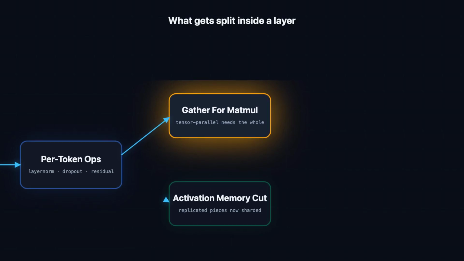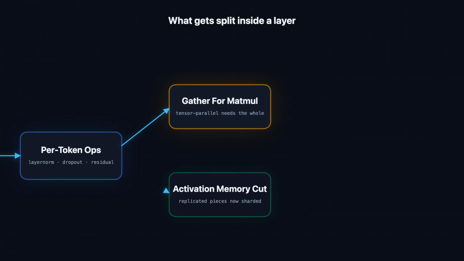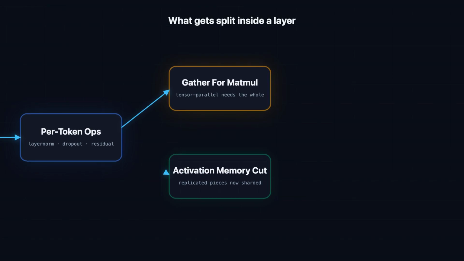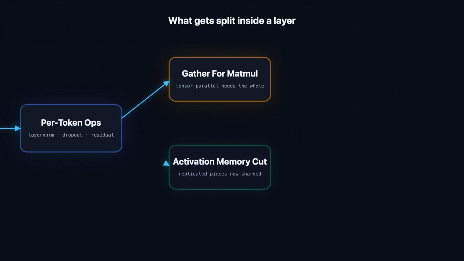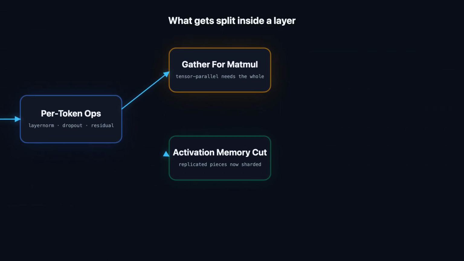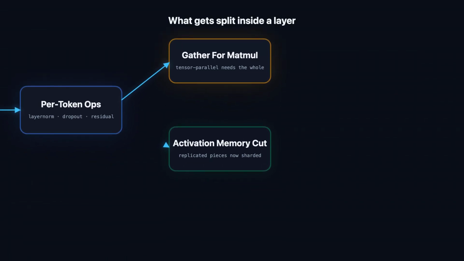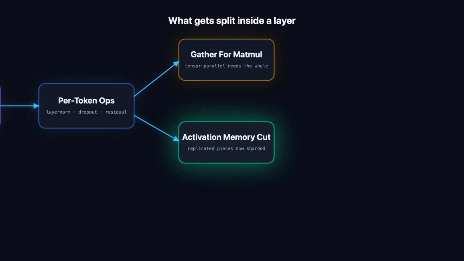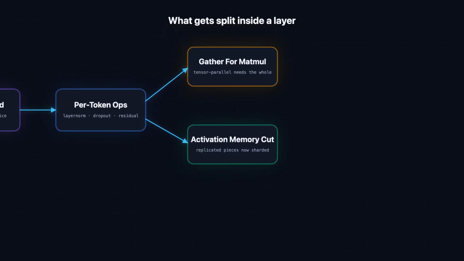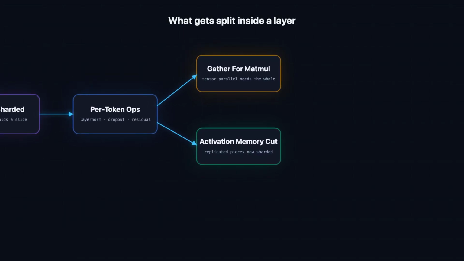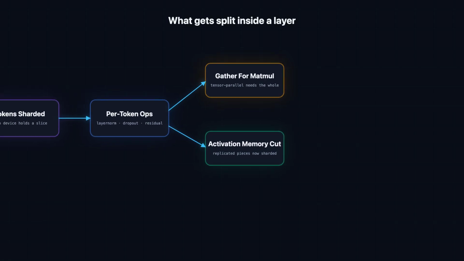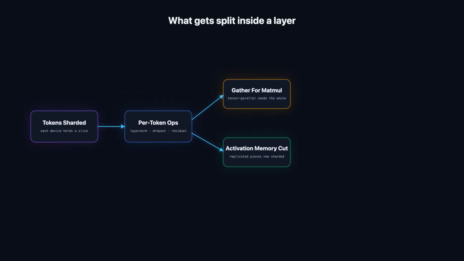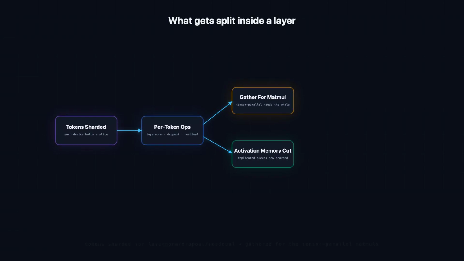The matrix multiplications are different. Those tensor parallel operations need the full picture across the hidden dimension. So right before them, the devices gather their token shards back together, run the heavy matmuls, and then scatter the result back in a shard for the cheap operations that follow. The payoff lands on the memory-heavy, non-matmul parts, because layer norm, dropout, and residuals were exactly the pieces tensor parallelism left fully replicated. Sharding them across devices slashes the activation memory that used to dominate.